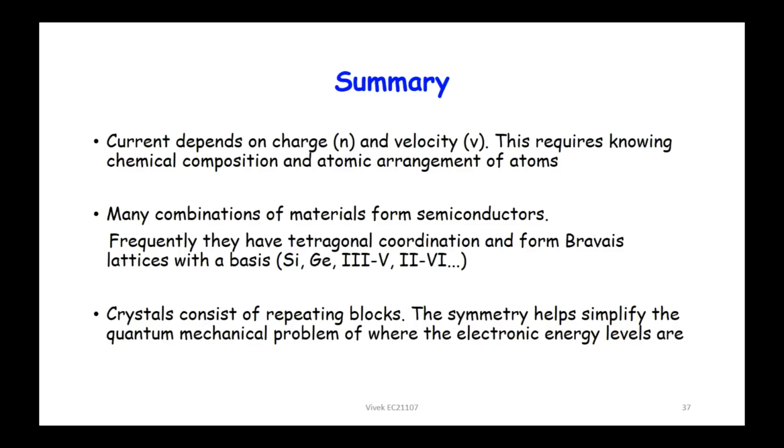Now these crystals consist of repeating blocks, and the symmetry helps us solve problems. For example, if you have the quantum mechanical properties of an electron in a crystal, once you have a crystal structure, you have some periodicity. So when you solve the Schrodinger equation, you can use that periodicity to simplify the problem. That we will discuss in the next lecture.